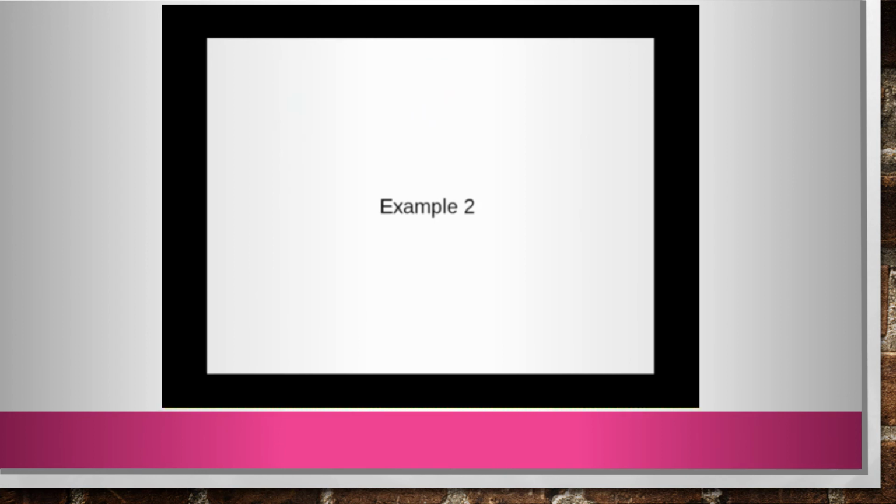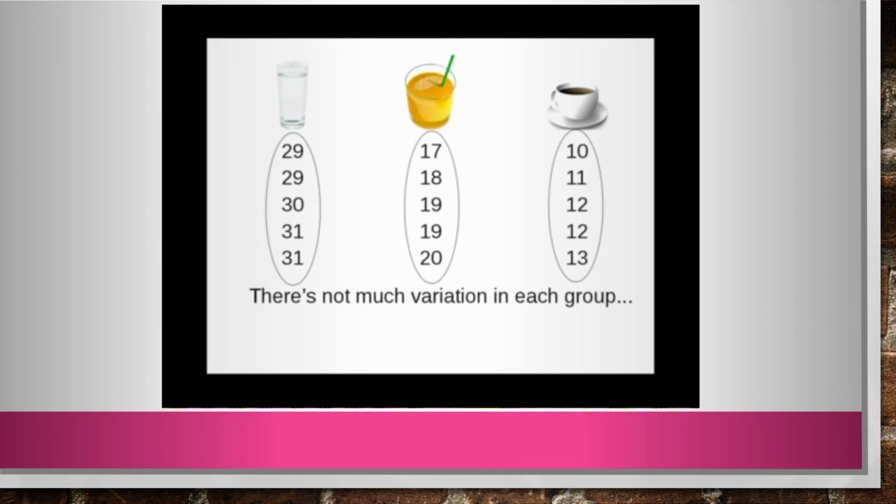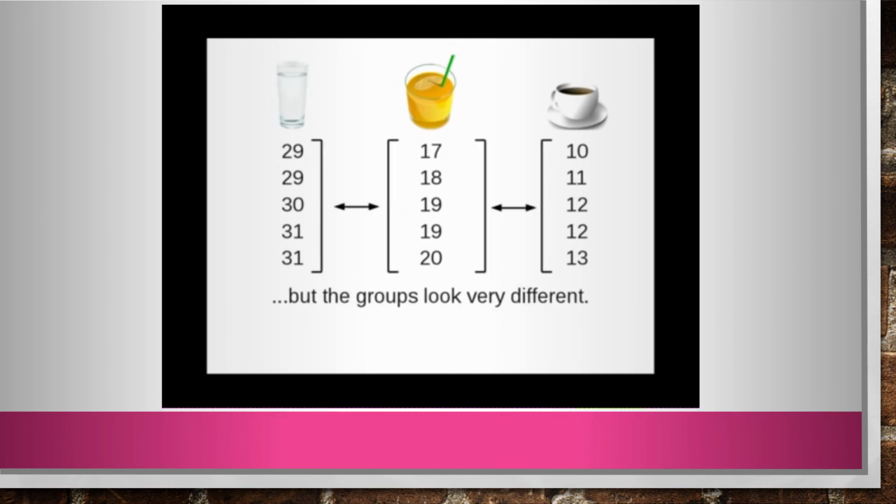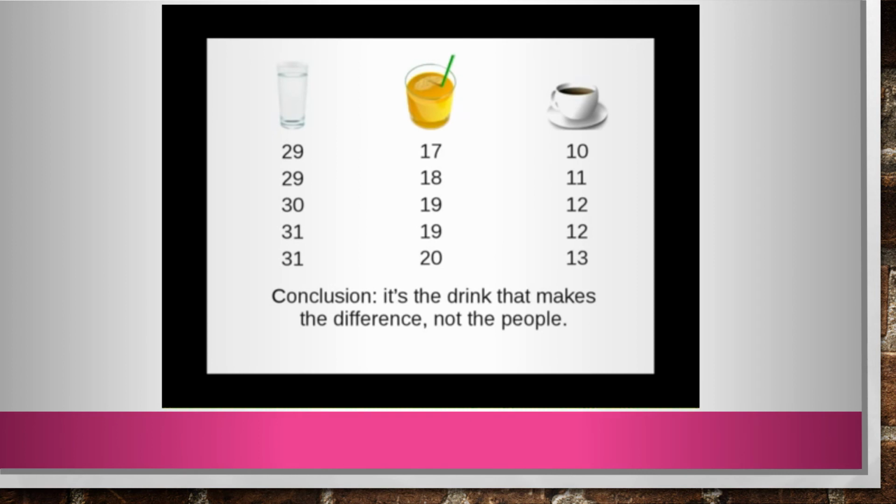Now let's look at a different set of numbers. In this case, all the scores within each group are very close to one another. There's not a lot of variance within each group. But the groups are very different from one another. There's a lot of difference between the groups. In this case, you would reject the null hypothesis. The type of drink makes a big difference.